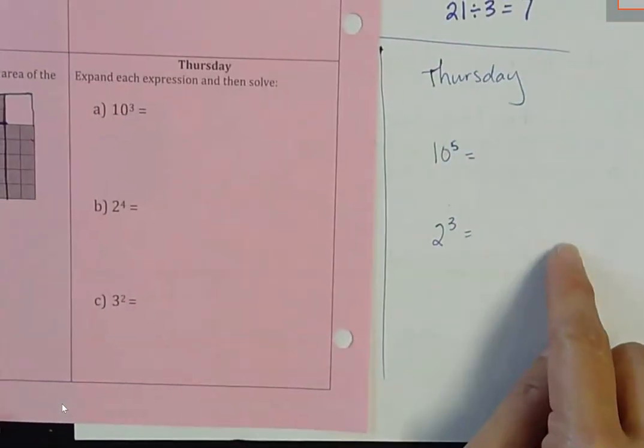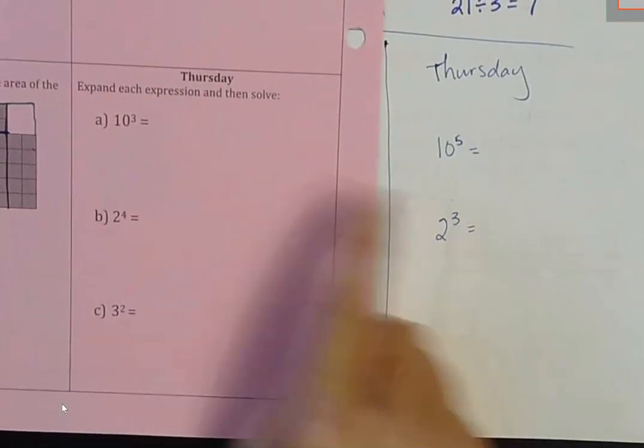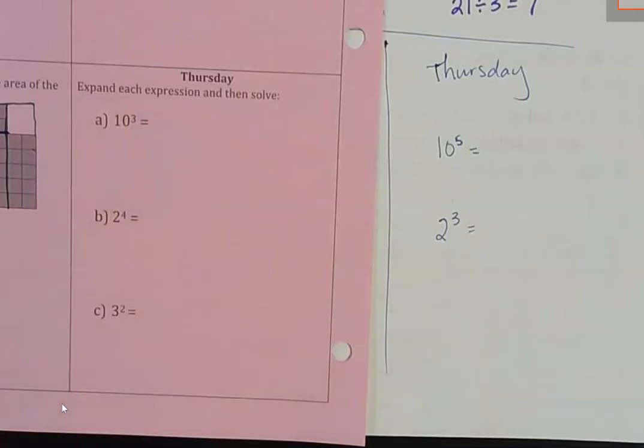Let's look at Thursdays. So Thursdays, I'm also going to not solve these for you. I'm going to do some different ones. We're talking about exponents. We need to expand each expression and then solve. So what does an exponent mean? An exponent is repeated multiplication.